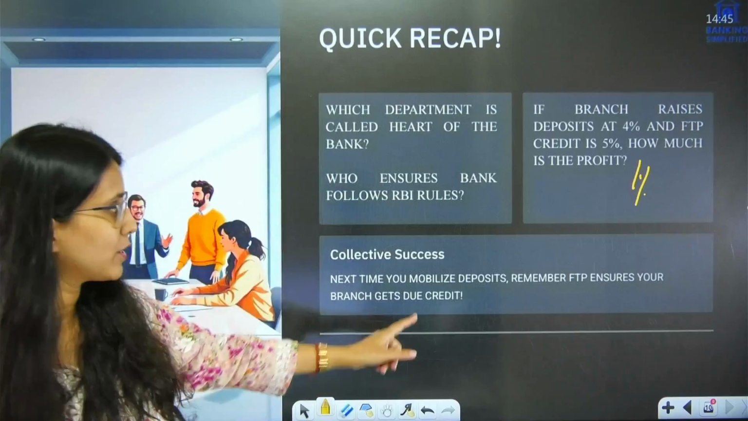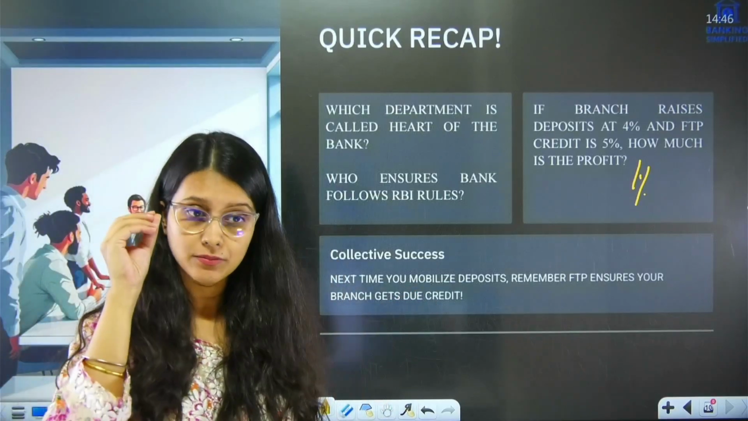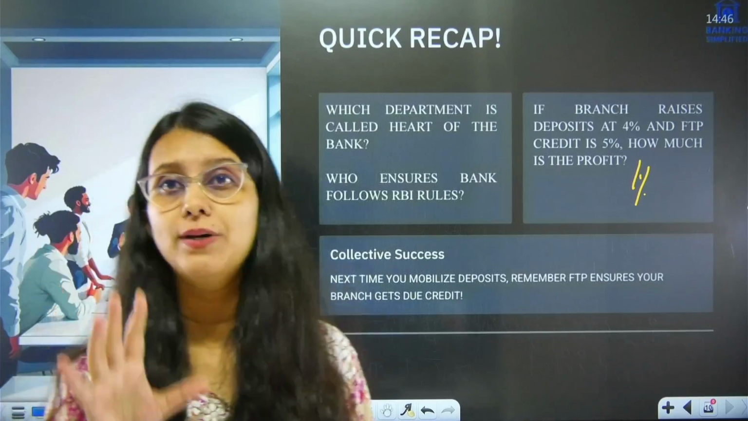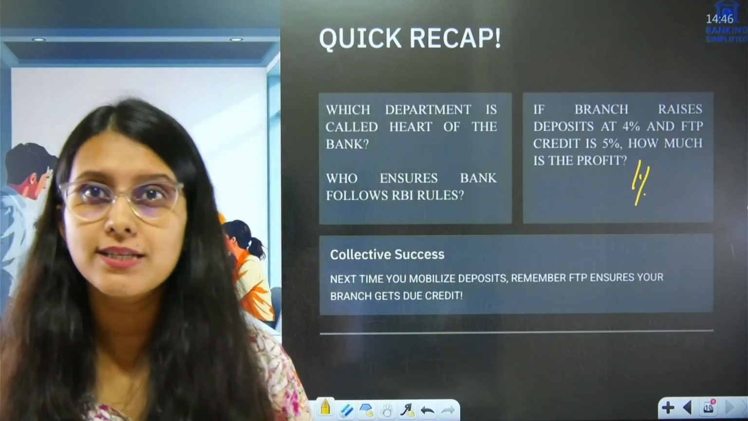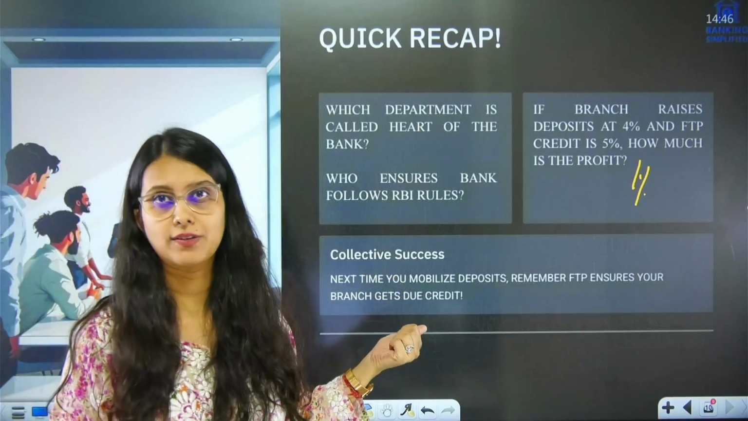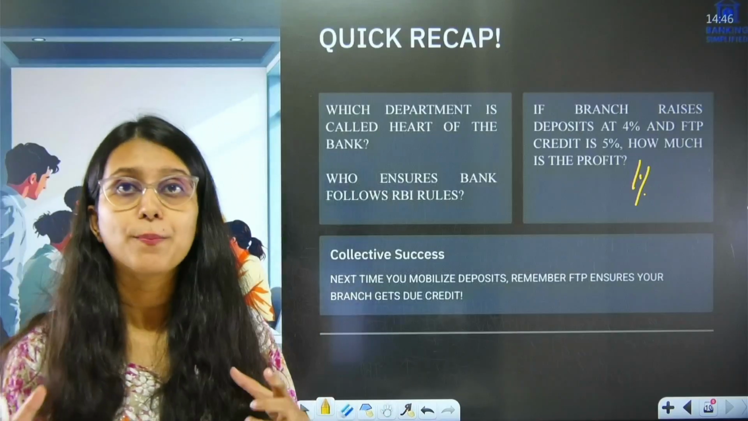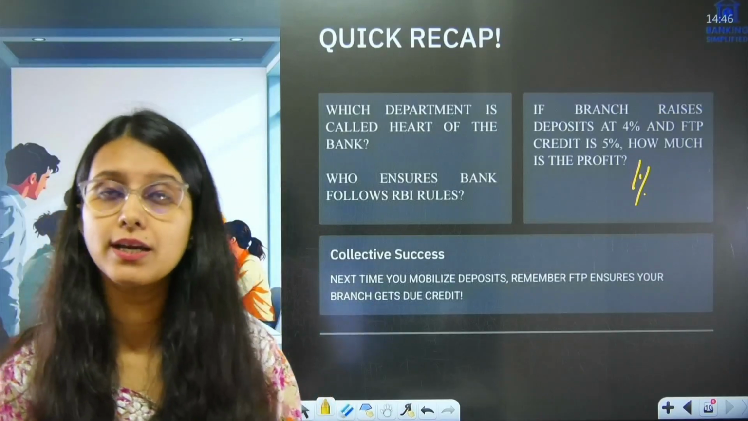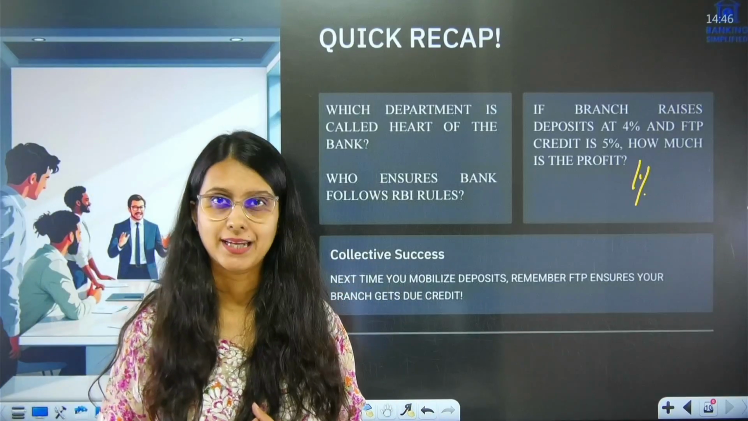So next time when you're mobilizing deposits, you have to remember that FTP is going to ensure that your branch gets the due credit. So you don't have to worry about where the deposits you're raising are going, or where we are getting the credits. FTP is there to take care of that. So I just hope this concept is very clear to you, because it is going to make your understanding of how the bank's profitability works and how the interest income is distributed within a bank.